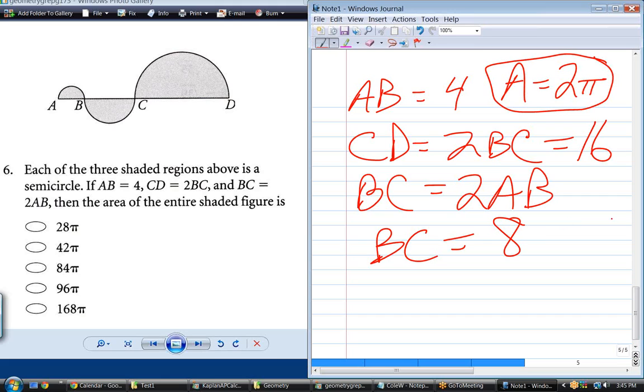Let's do BC next. What's that radius? 4. What's the area? 8 pi. Don't forget the pi. In other words, we don't convert that pi to a number, but the downside of that is forgetting to write it sometimes. And finally, CD, the big circle. The area would be 32 pi. Add them all three together and you get 42 pi.